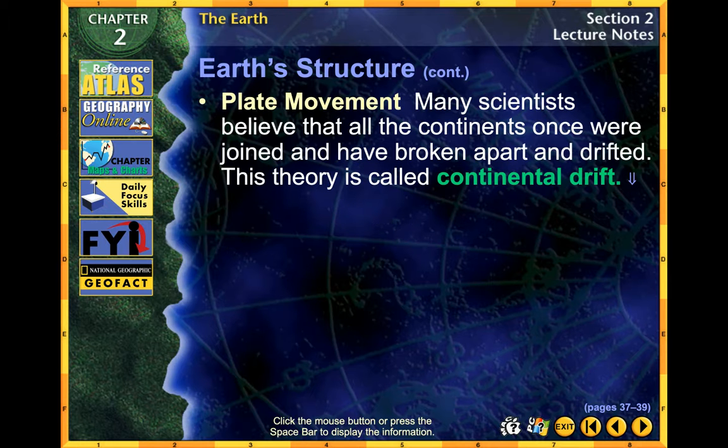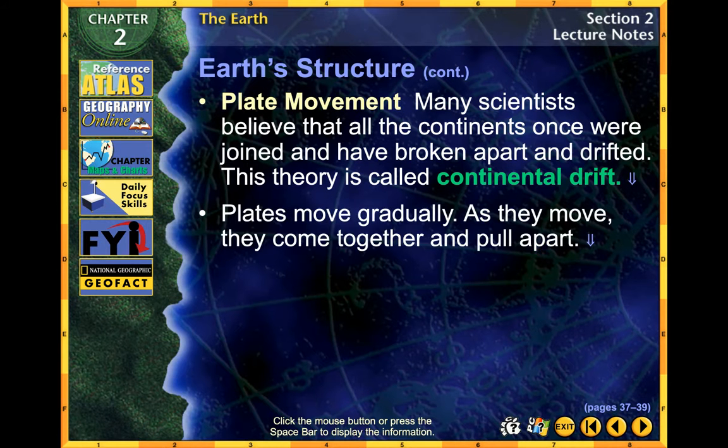And this caused scientists, discovering these plates, to have this theory about continental drift. Now, remember, a scientific theory is something that has been tested and proven, but they don't want to call it a law because it's constantly up for reevaluation. But they believe that all the continents were once joined together, the great supercontinent Pangaea, and that they have all broken apart and drifted, and this is called continental drift. And eventually they'll all meet back again at a different spot. These plates move gradually.